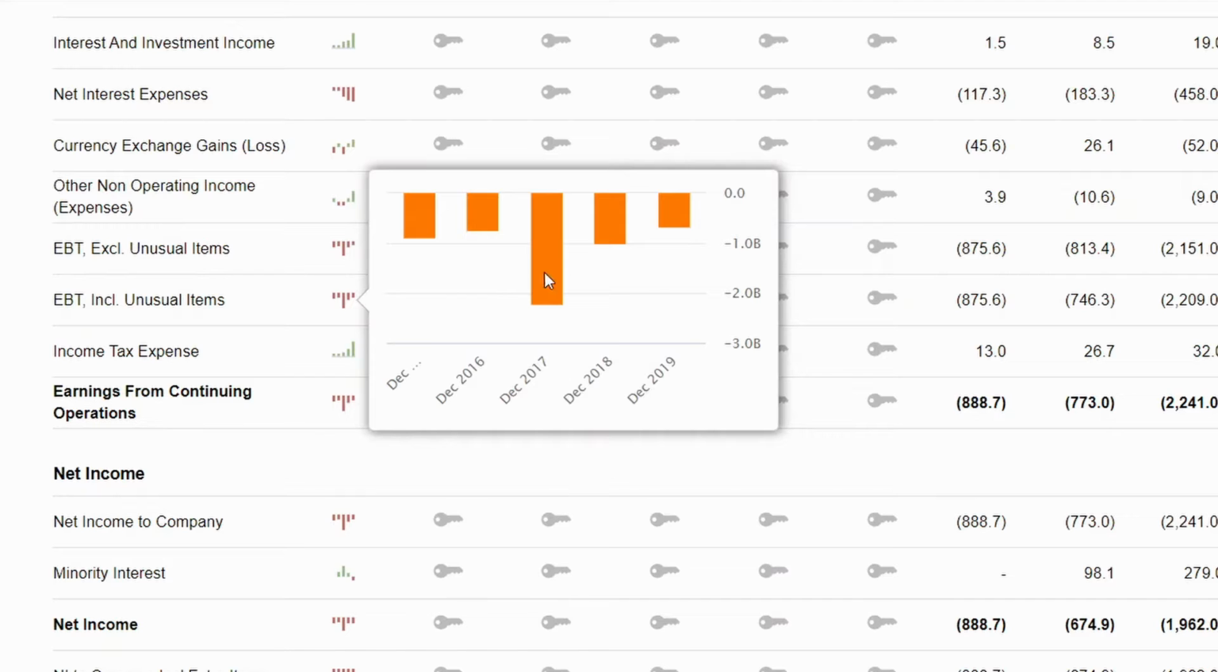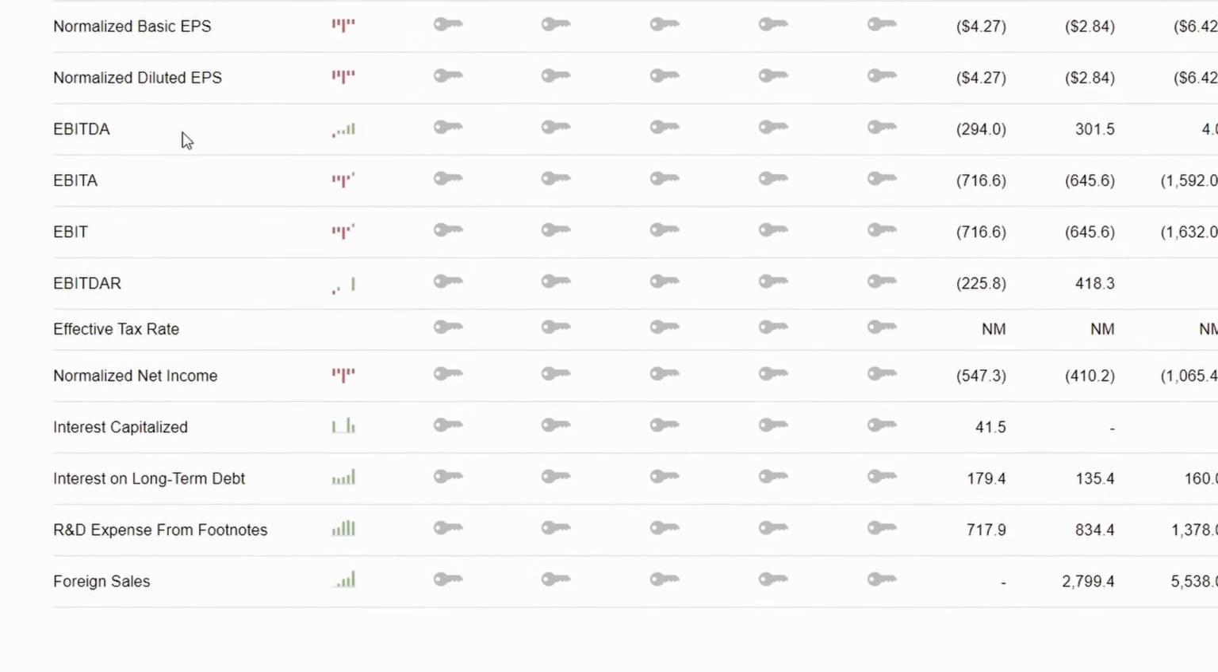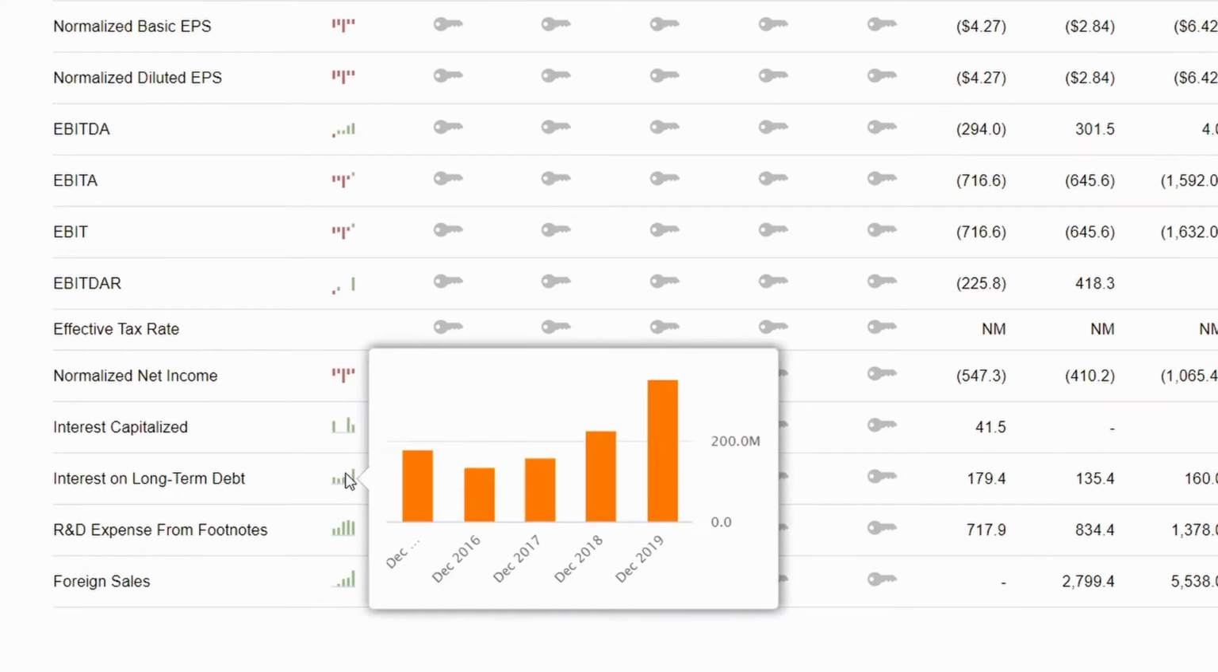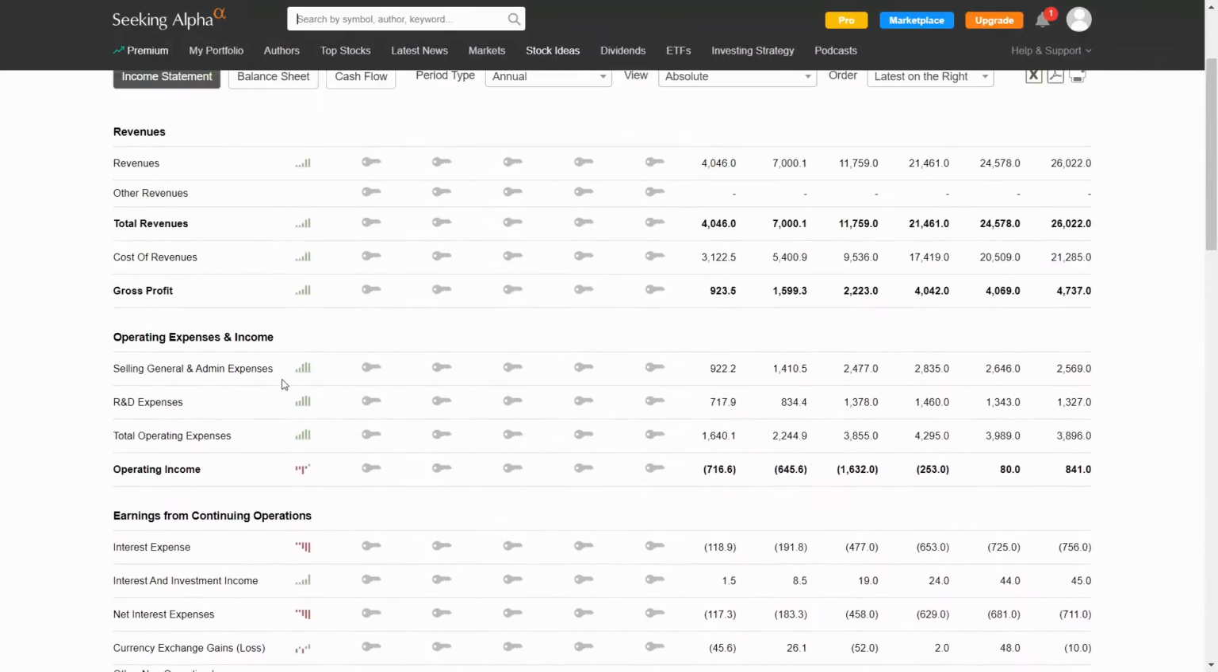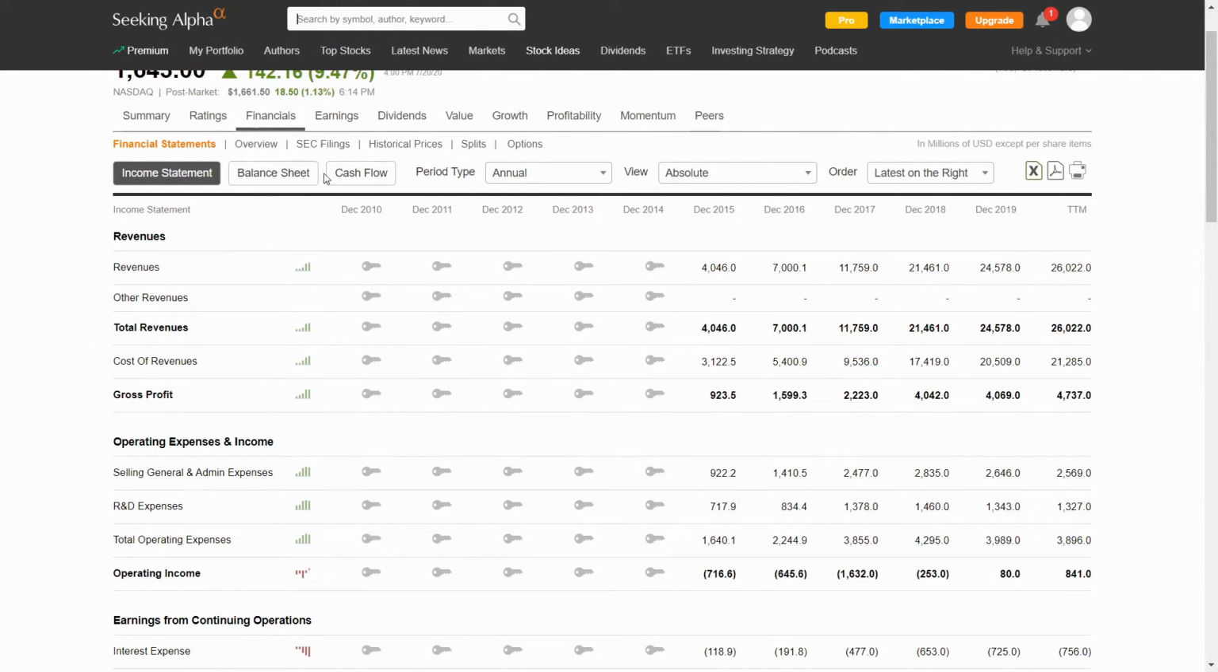So you can see, okay, in 2017 is when they were really in the negative. It looks like they're trending up. They're in a positive trend now. That's good. We could see stuff like, okay, how's their long-term debt? Okay, that's also going up. So they make it very easy to review everything in the income statement, the balance sheet, and the cash flow.